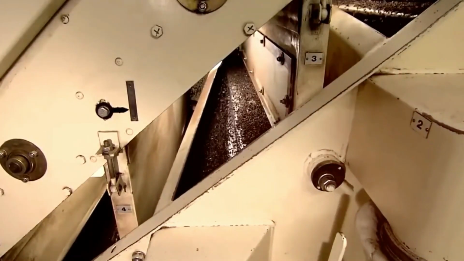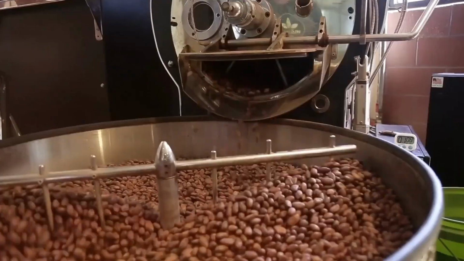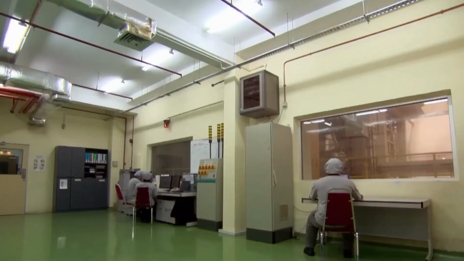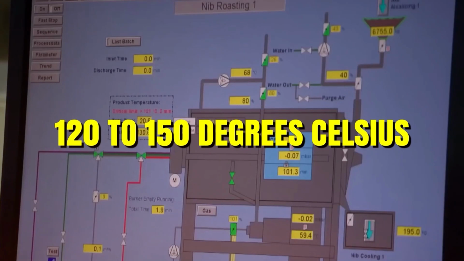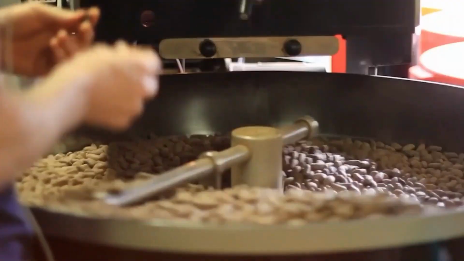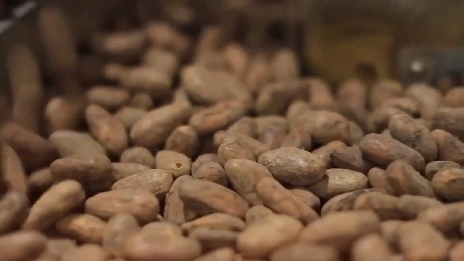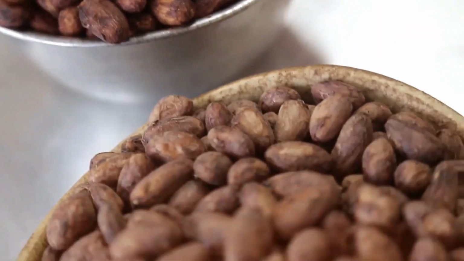The next step in chocolate making is roasting, which further enhances the flavor and aroma of the beans and makes them easier to peel. Roasting is done by heating the beans in large ovens or drums at temperatures ranging from 120 to 150 degrees Celsius for 10 to 35 minutes, depending on the type and quality of the beans. Roasting also reduces the moisture and acidity of the beans and changes their color and texture.